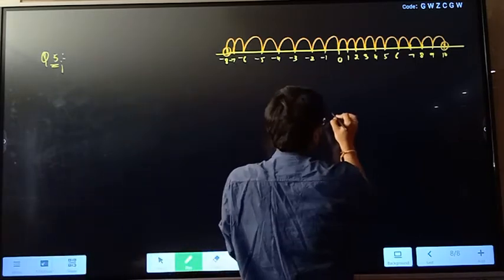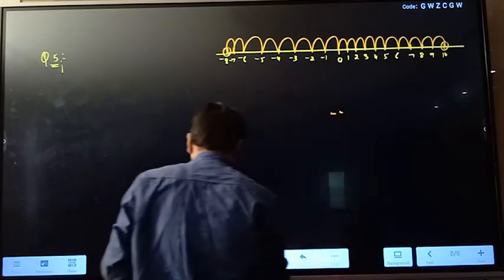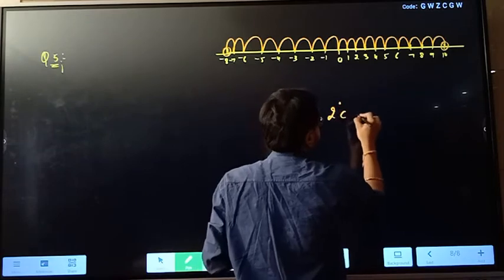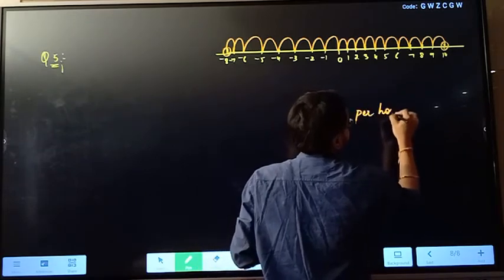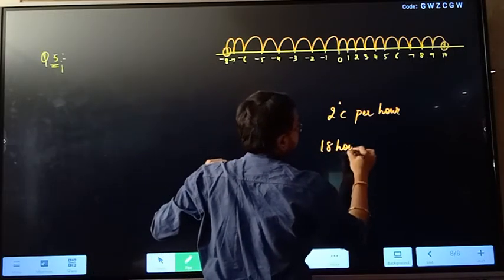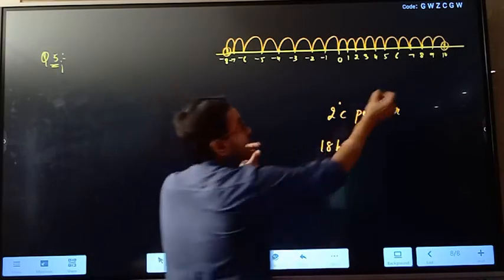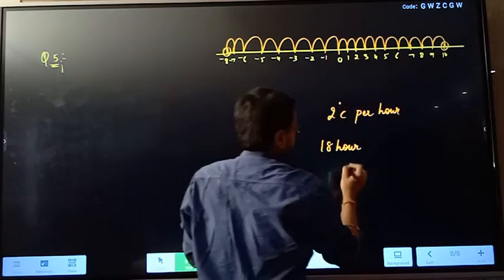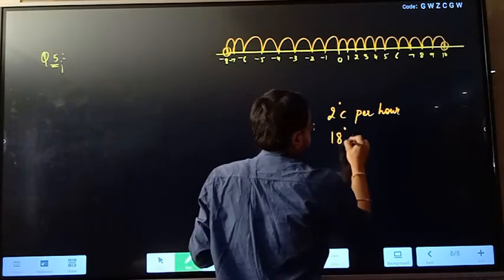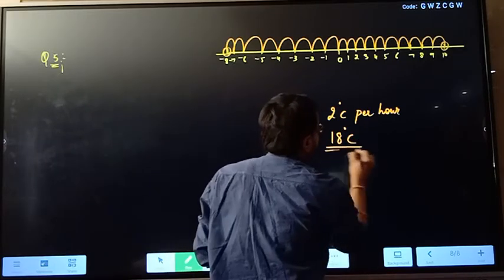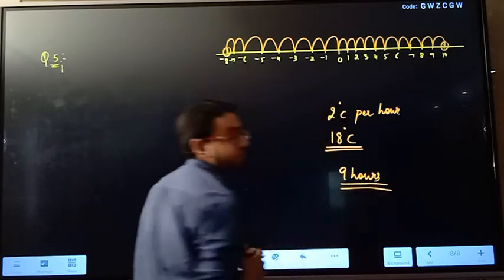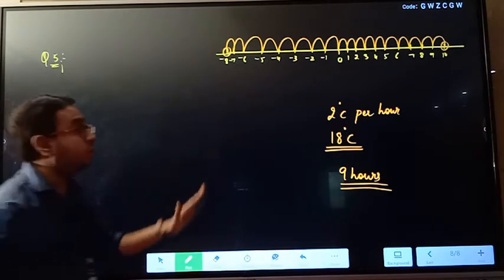Definitely, if we talk about 2 degrees Celsius per hour, how many total hours would be taken? If the temperature change is 18 degrees Celsius, how many hours will it take? Definitely 9 hours. Clear with this? Definitely, I am giving a concept.